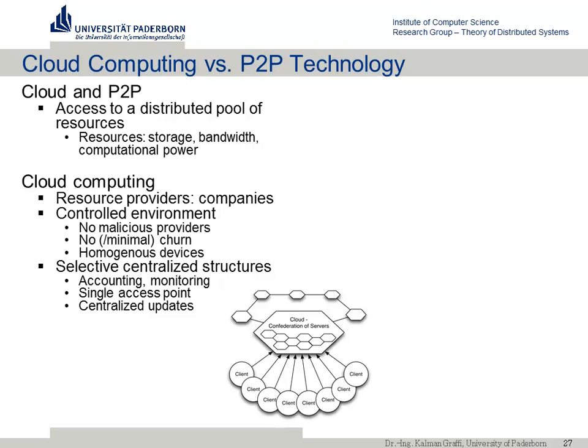But with cloud computing, these resources are provided by companies. So that's why they are controlled. They have no malicious providers. They have no or minimal churn. Of course, some of the devices might get broken, and they are typically homogeneous.